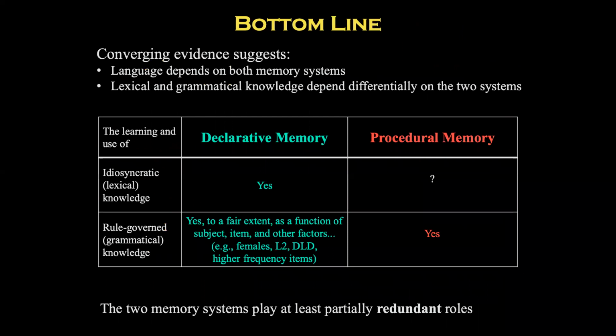So the bottom line, and I'm going to sort of end with this slide as well, but with a bit more information. Repetition is how one learns, right? With space. So converging evidence from different approaches, different experiments, and so on, suggests that language, in fact, does depend on both of these learning and memory systems, and that lexical and grammatical knowledge depend differentially on the two systems in interesting ways, non-simplistic ways.